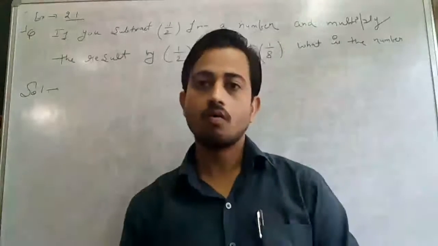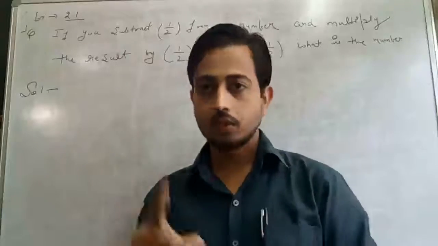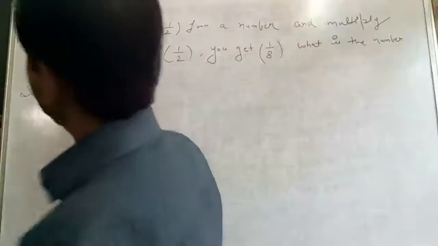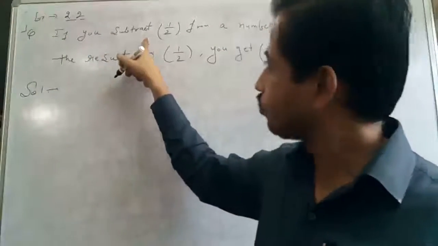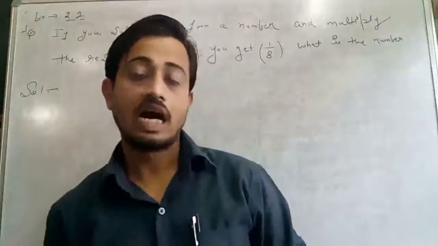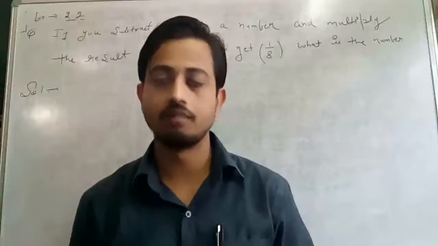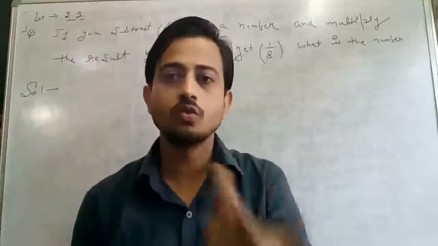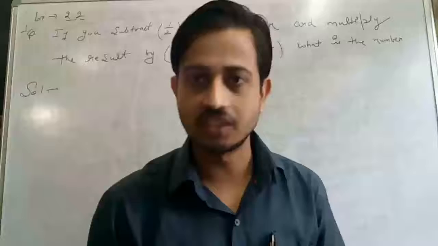So now we are going to take a question from our exercise 2.2. Our first question is, if you subtract 1 by 2 from a number, it means I have to subtract 1 by 2 from a number, but I don't know the number. So first we have to choose whatever the number is. So first thing you have to take into consideration.